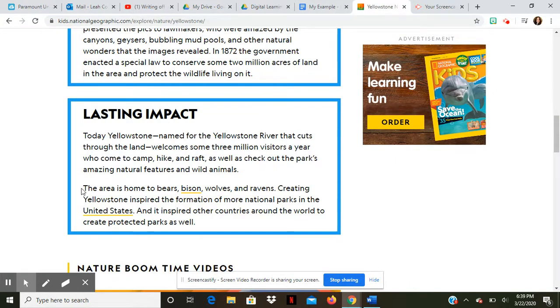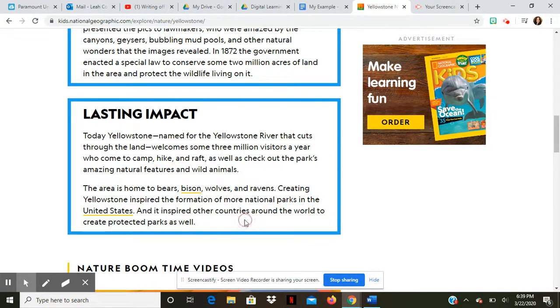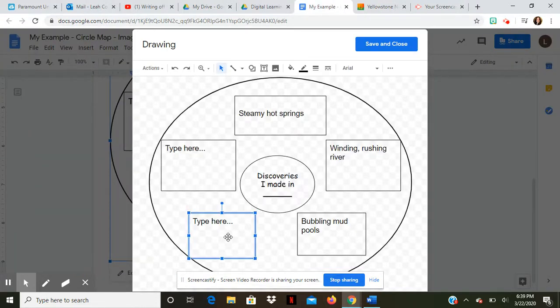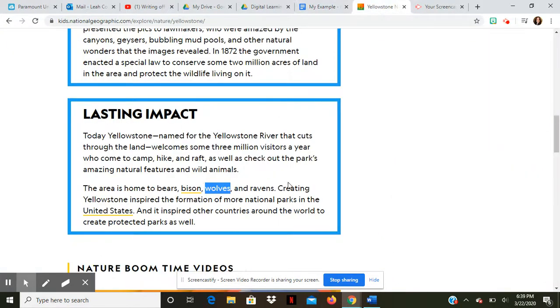All right, this part stands out to me too. The area is home to bears, bison, wolves, and ravens. All right, so I remember we wrote down a detail about the wolves. Do you all remember how we described them? Okay, I'm going to type down, I think we said fierce wolves with gray fur. Yes. Okay.